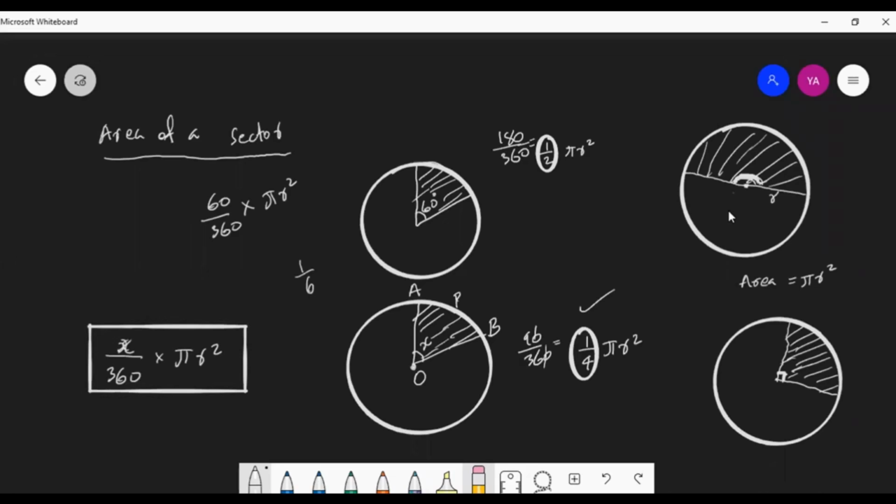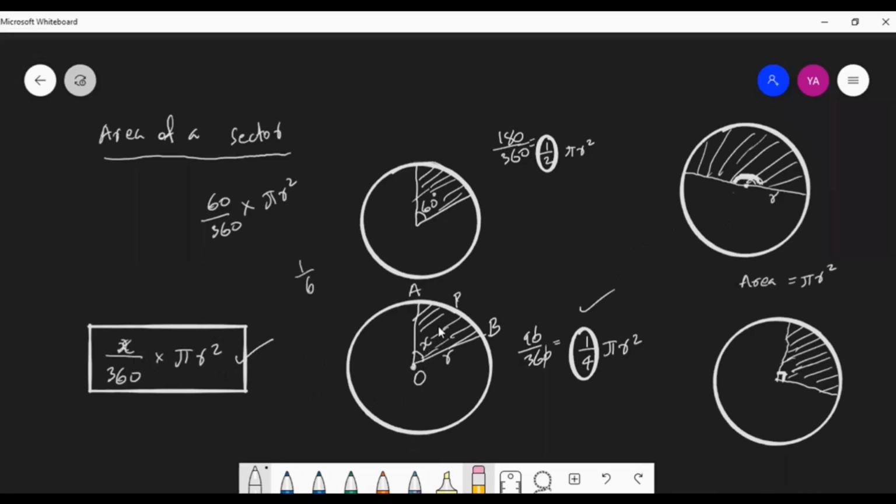So to calculate the area of a sector, we need two things. One is the radius of the circle, that will be given, and the central angle will be given. Then the area of that sector is X by 360 into pi r square. So keep in your mind, using this formula, you can do the reverse also. Sometimes the radius may be given and the area of the sector may be given, and you need to find out the angle of the sector.